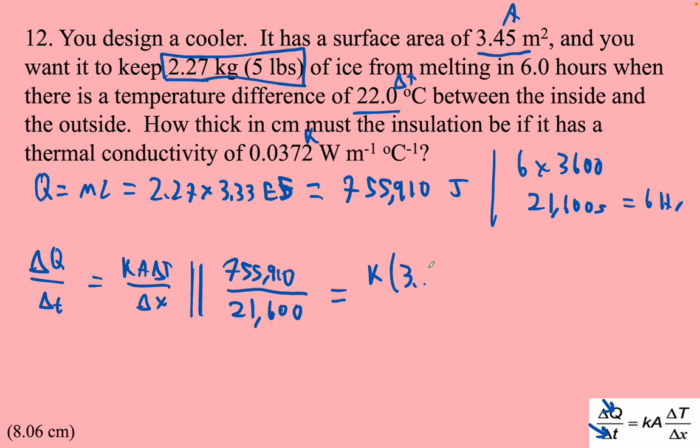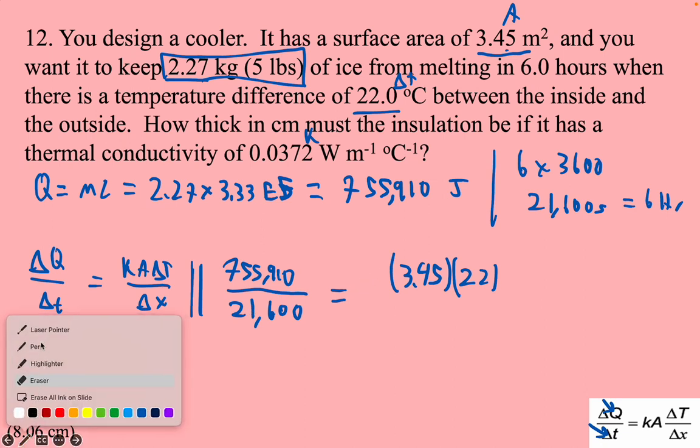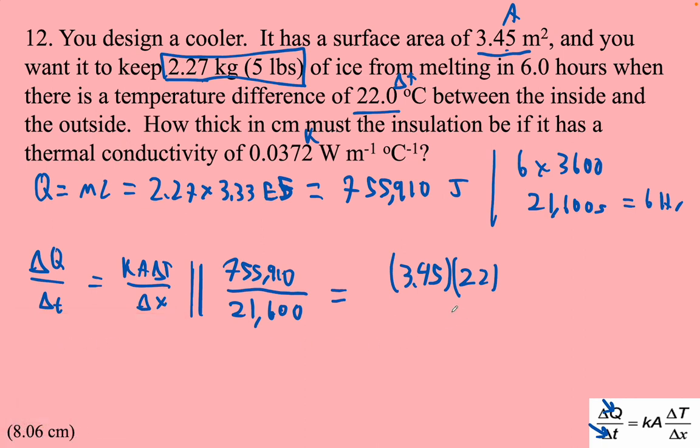The area is 3.45. No messy multiplication needed. And then our difference in temperature, let's assume it's 22 degrees. And then they tell us the K, so I guess we need to erase this. Let's make it a pen. And so the K is 0.0372. And it's the X that we don't know, we're solving for the X.